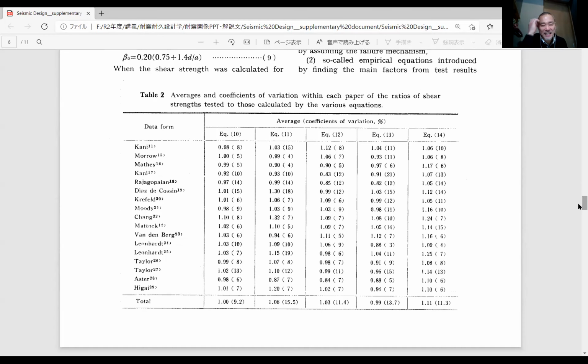And I will give you another episode, which I learned from Professor Maekawa again. That's why he selected this paper as a landmark paper. After establishing a very accurate equation 10, it can predict all these 288 data. The average value is 1.00 and COV is 9.2%, okay?